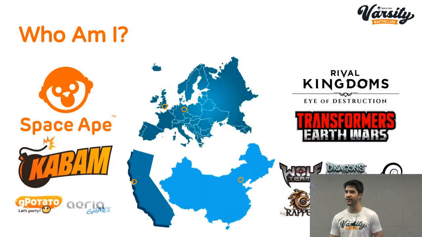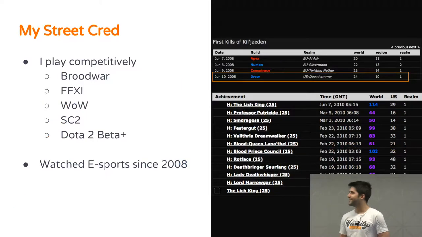So I've gotten to work with a really diverse group of developers, especially across different countries with different development styles. And at Space Ape, I've worked on two different games specifically, Rival Kingdoms and Transformers. But before that, I worked at publishing companies, so I worked on a bunch of other different games, about 6 directly and about 14 indirectly with colleagues and partners.